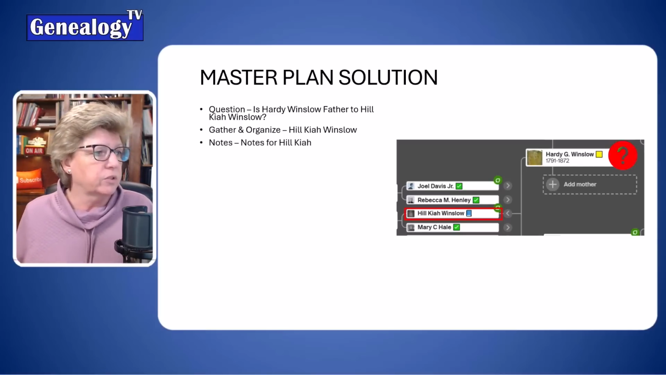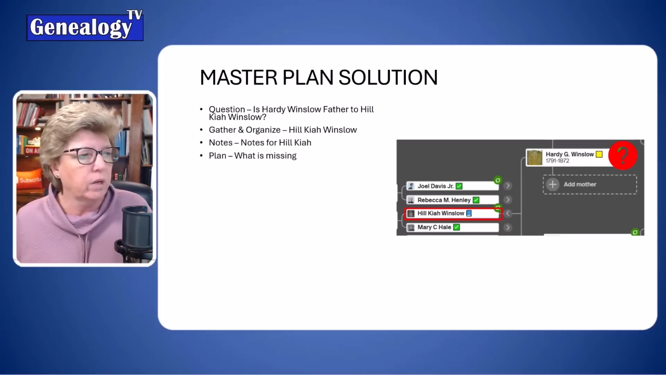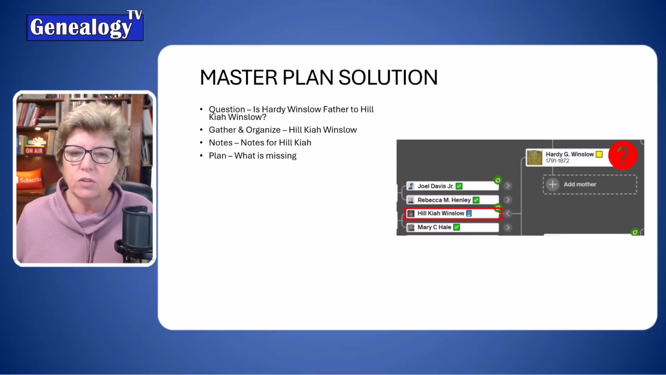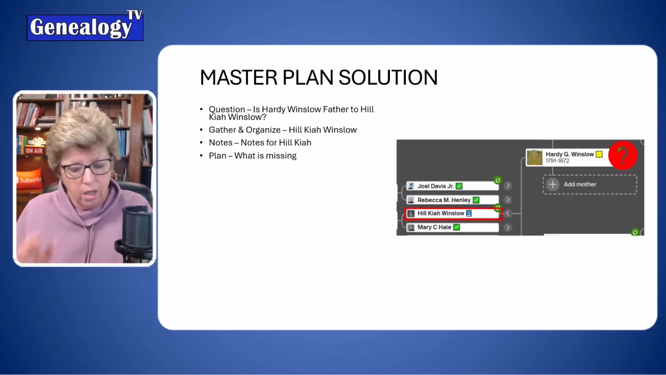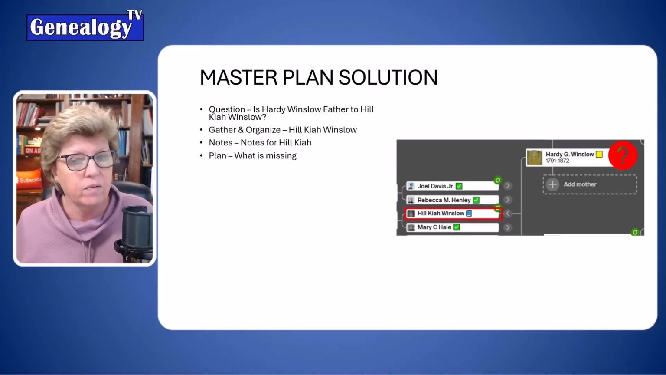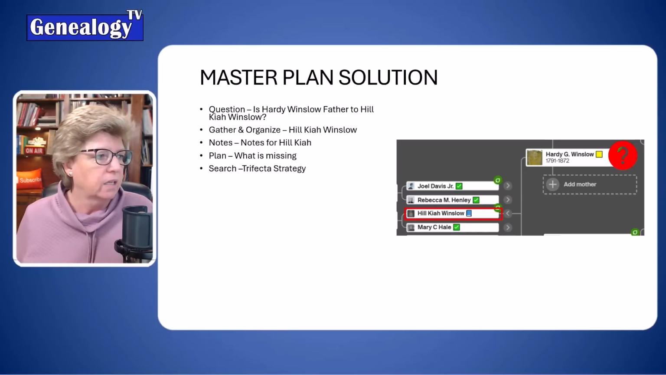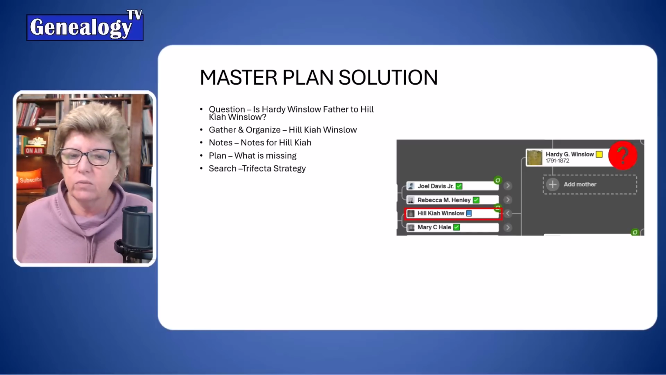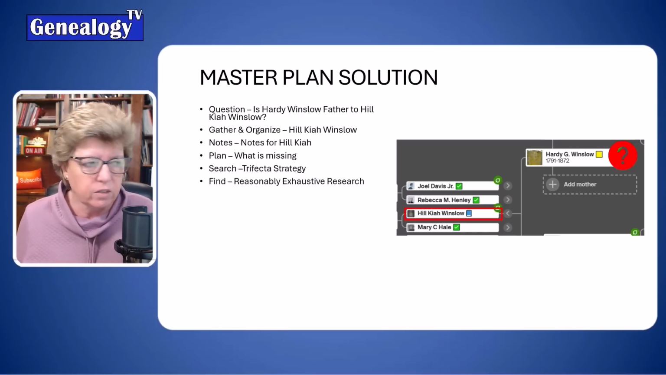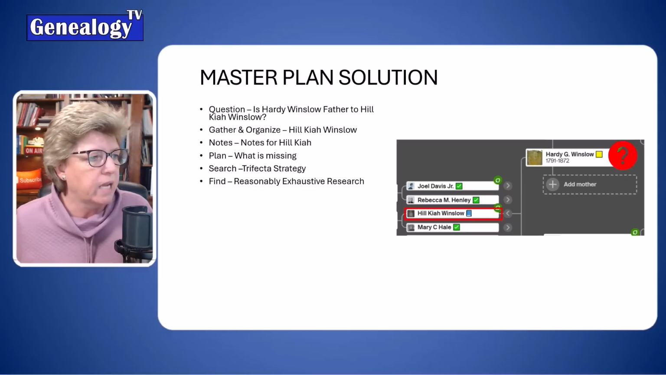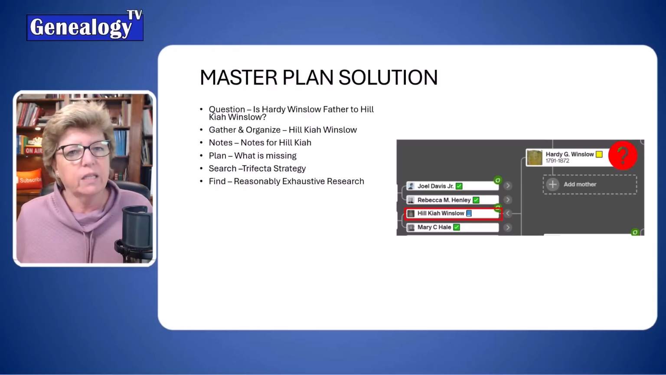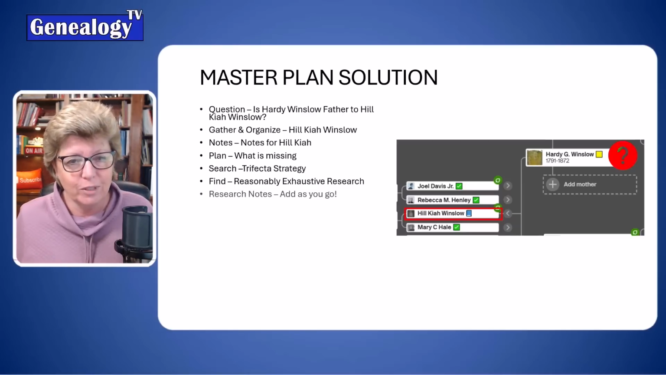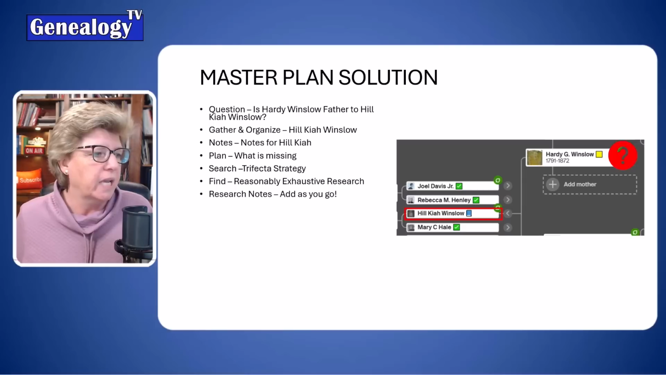So we start research notes for Hill Kiah. We are creating a plan to determine what is missing as we are going through and we flush out all of the records that we have. What's missing, right? Then we start our targeted research using the Trifecta Strategy, and we find everything we can. That is called reasonably exhaustive research. And then we add that into our research notes again as we go.